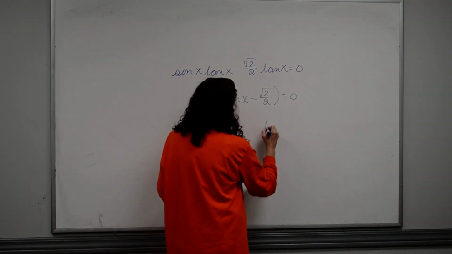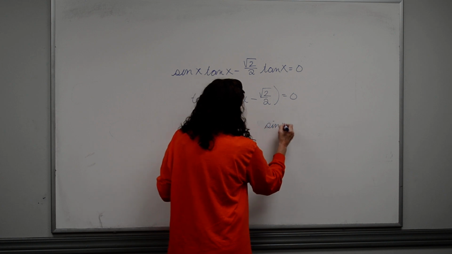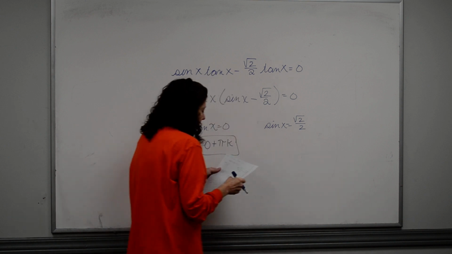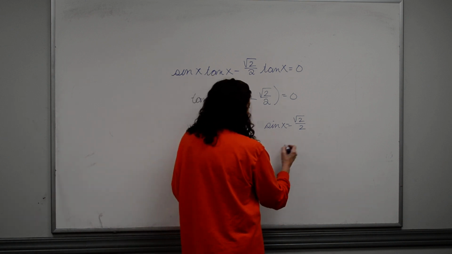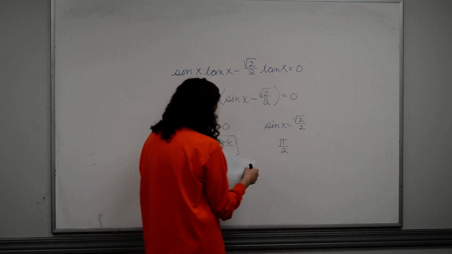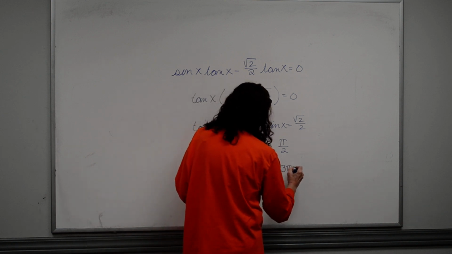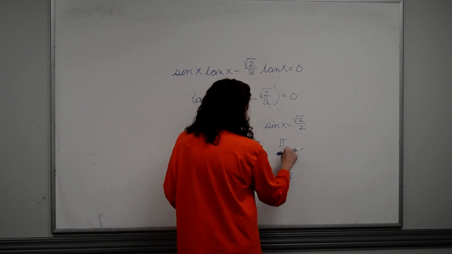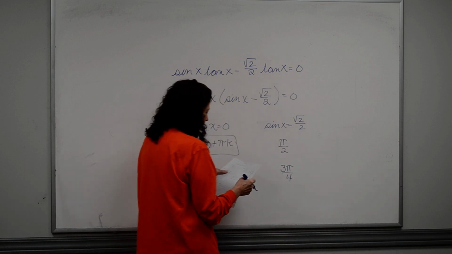Then I'm going to come over here and solve this, and when I do, I'm talking about the sine of x is equal to the square root of 2 over 2. Now that is going to be at 45 degrees, or if you will, pi over 4. It's also going to be at 135 degrees, which is 3 pi over 4. So you could do this as 45 and 135, or you can do them in radians.